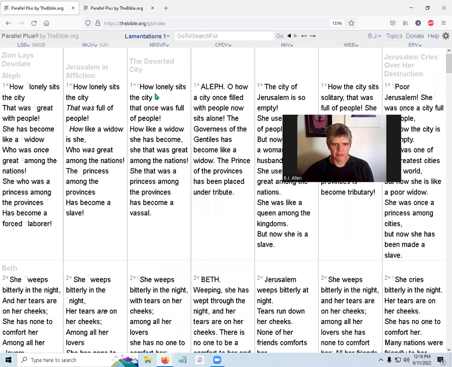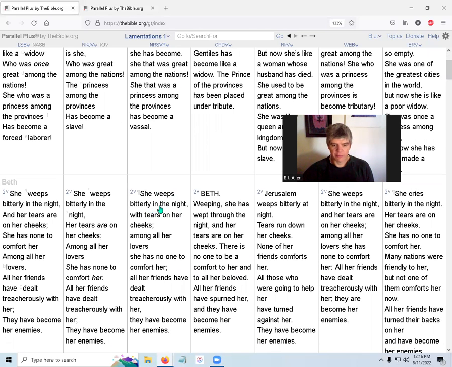So chapter 1, you got 3 right here. She weeps bitterly in the night with tears on her cheek. Among all her lovers, she has no one to comfort her. All her friends have dealt treacherously with her, they have become her enemies. So you got 3: 1, 2, 3.